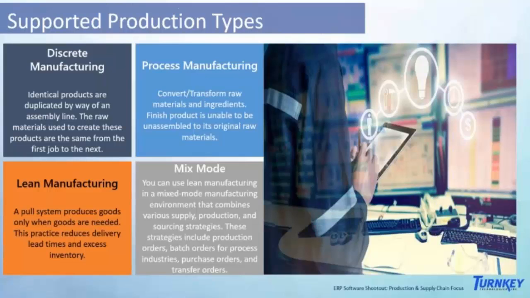Let's move forward. As I was telling you at the very beginning of my introduction, what are the supported production types that Microsoft Dynamics Finance and Operations has out of the box? We have discrete manufacturing and process manufacturing. We also have lean manufacturing, so we can manage Kanban orders and Kanban rules. And of course, we have a mixed mode of all of these.